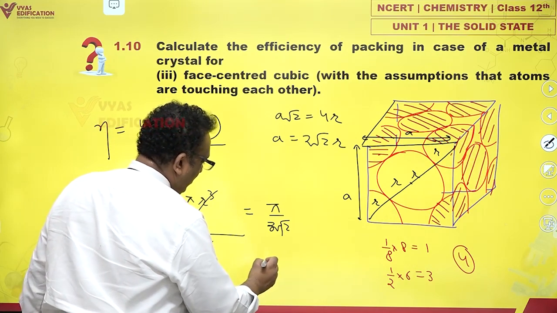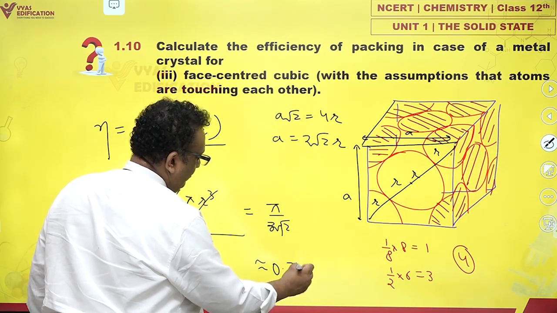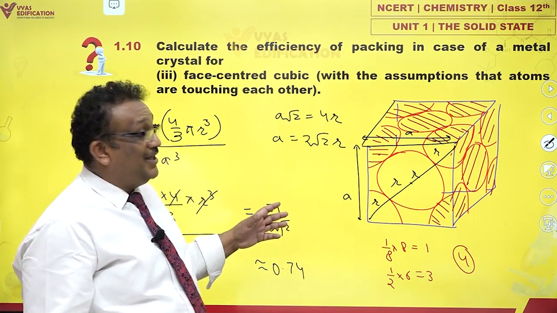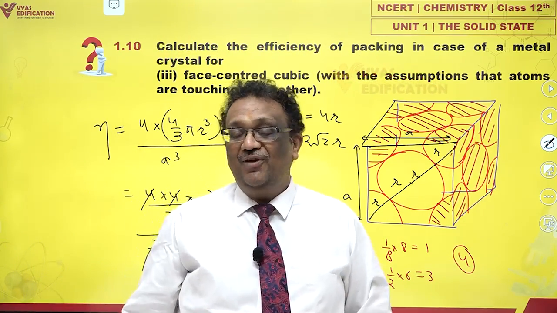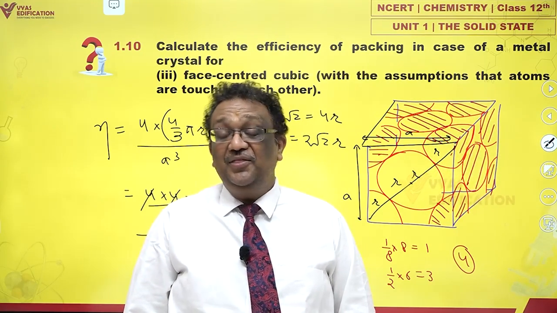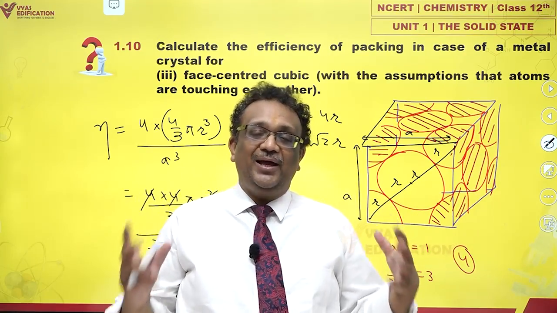You solve this, this is around 0.74. Okay, what does that mean? That means that packing efficiency of FCC structures is around 74%. And that actually is the best packing ever.